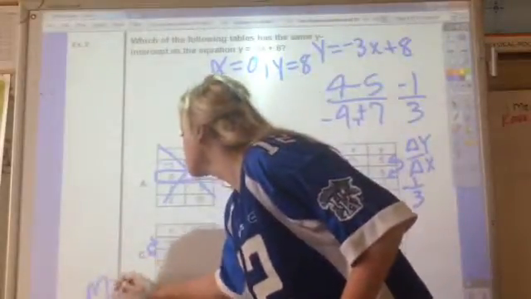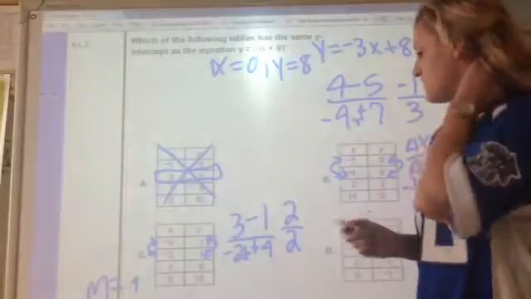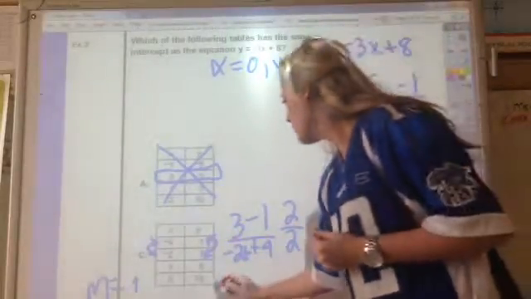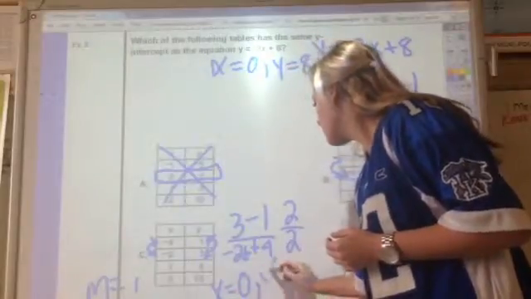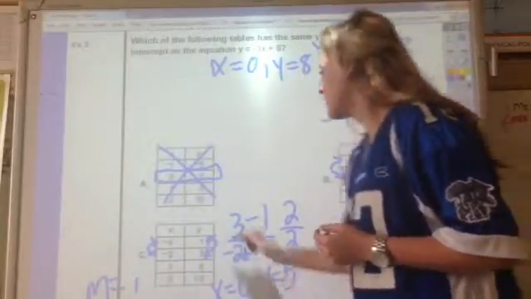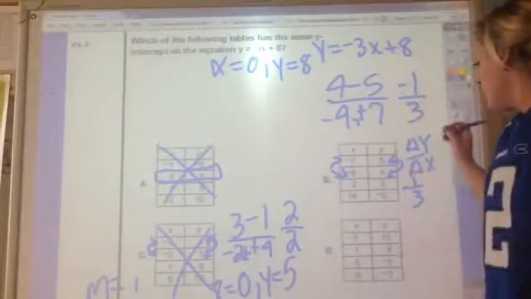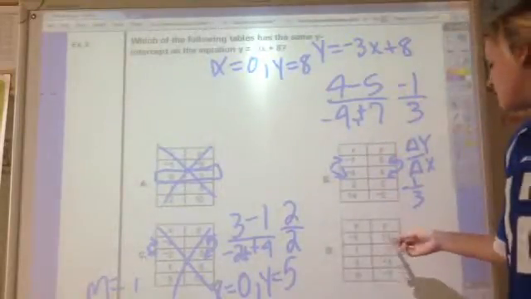Now, I can already tell that C will not be my choice because if I'm just working backwards each time, where x is 0, y will equal 5. And that's not the y-intercept that we're looking for. So that's going to leave me with answer choice D.